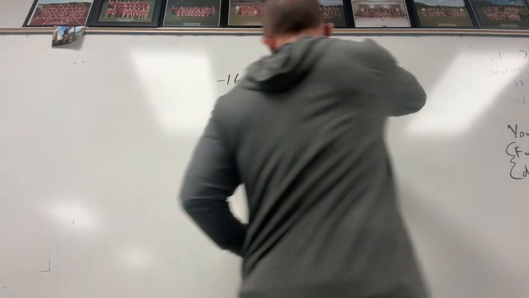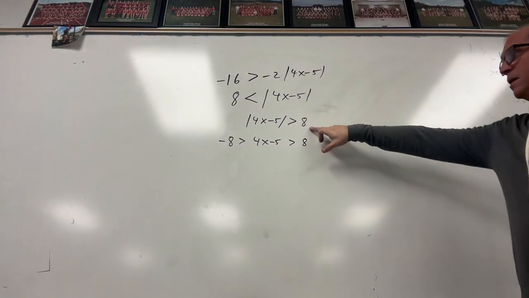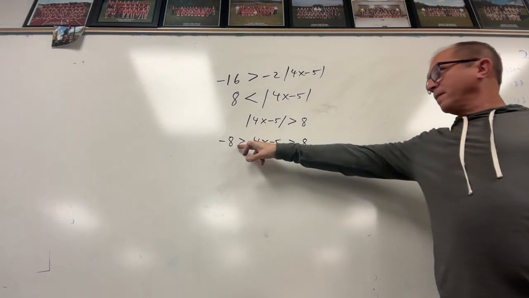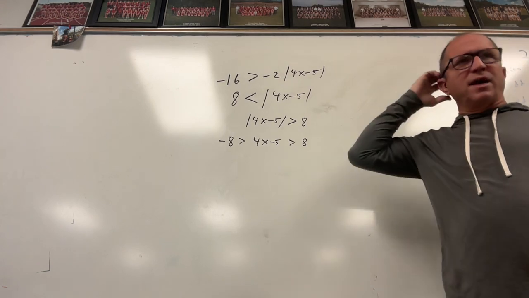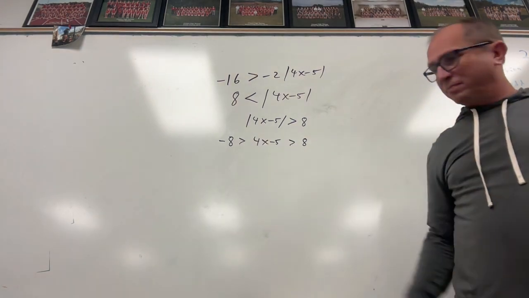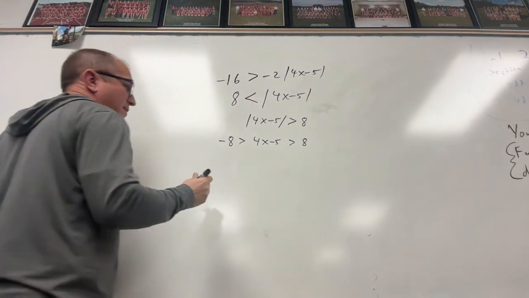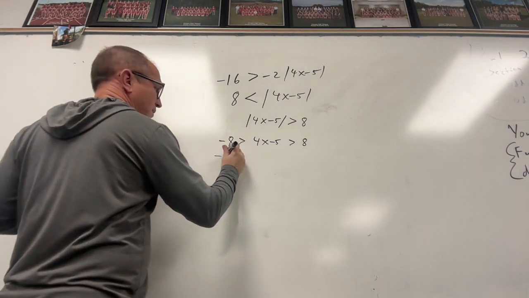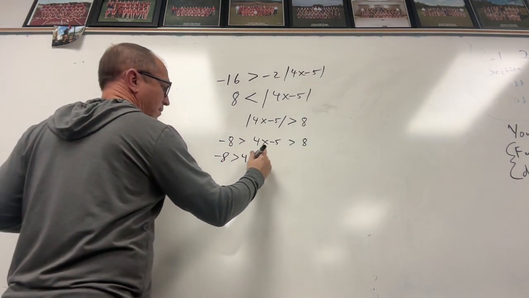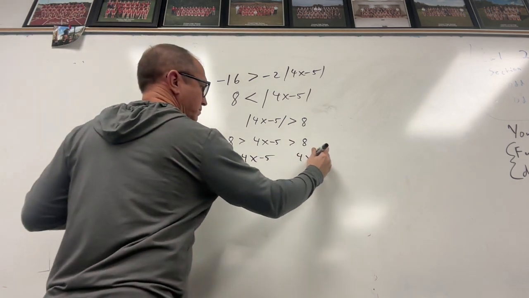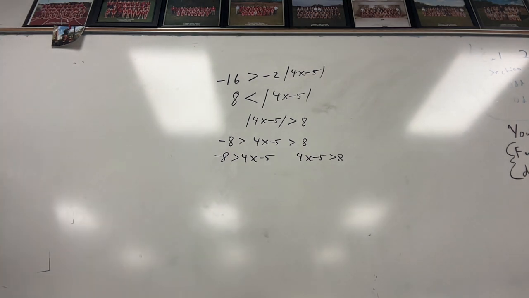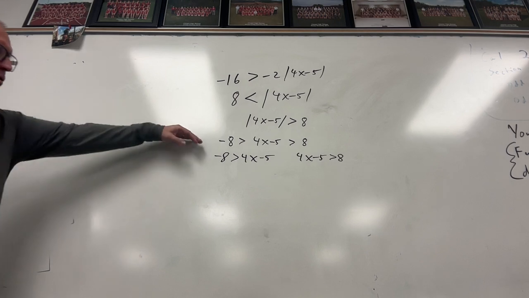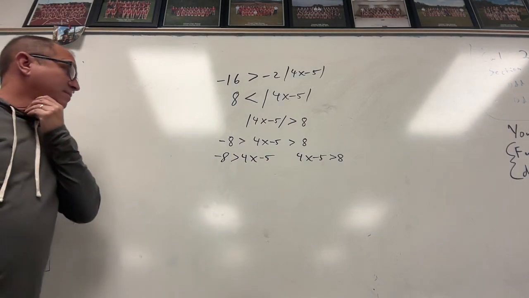Again, in slow motion what I do here. Negative 8, pull it to the front. Greater than 4x minus 5. 4x minus 5 is greater than 8. You're going to see that that's got some issues there, but we'll get to that in a second. All right, I'm going to split this into 2. Okay, is there a question about that? I took my compound inequality, split it into 2 separate inequalities.